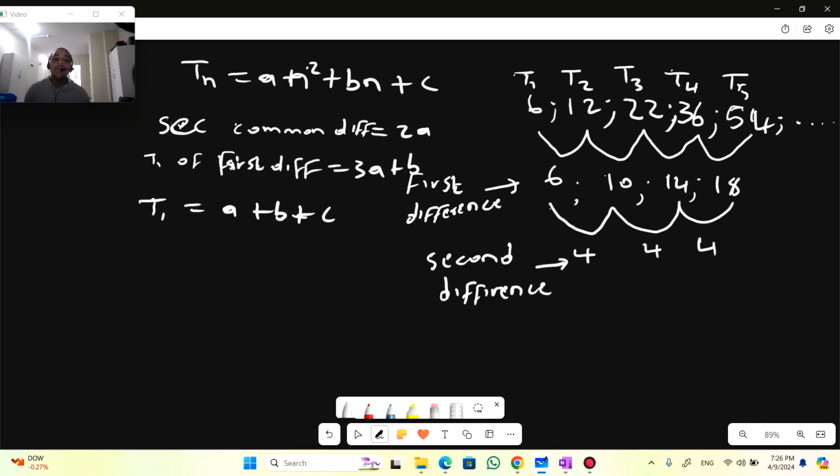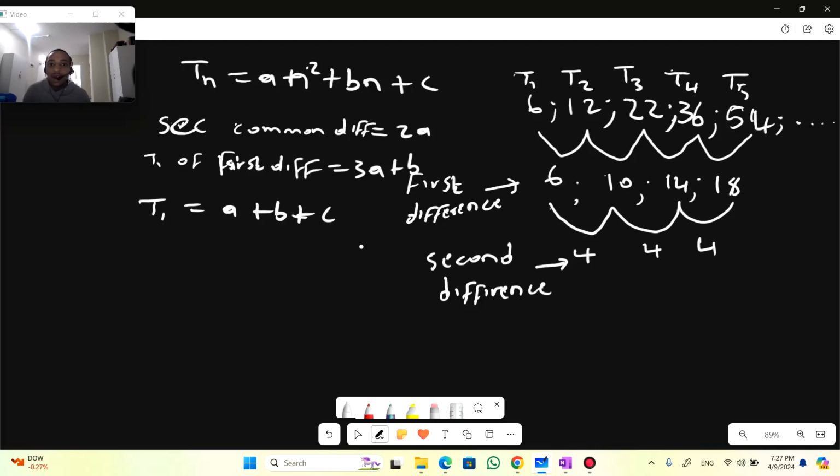Now that I label it like this, I started with the second common difference because before you get to your T1 equal to A plus B plus C, you first need this one, and then you also need this one. So on this one, you will only have one unknown, the value of A. So it's easy to get the value of A, and then with the value of A, you will only be left with the value of B. So it's easy to get the value of B again, and then on this one again.